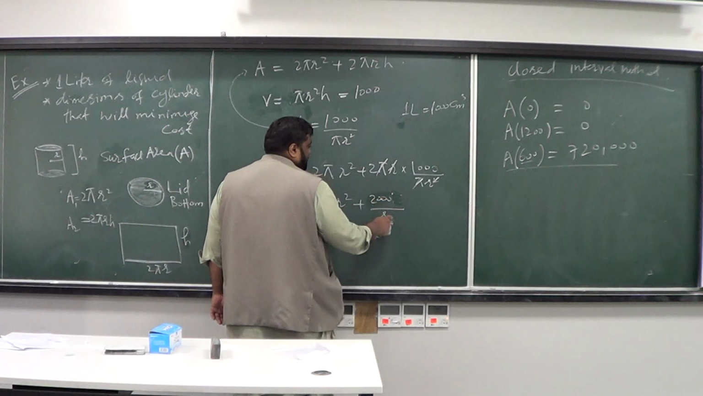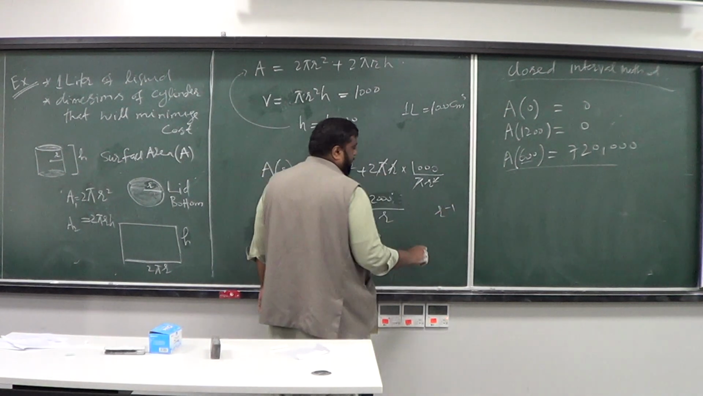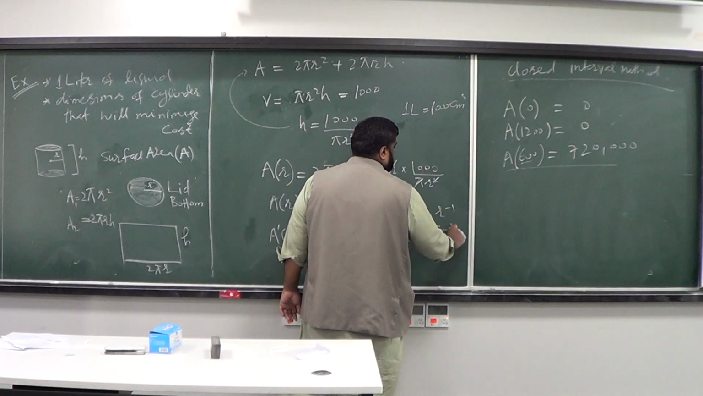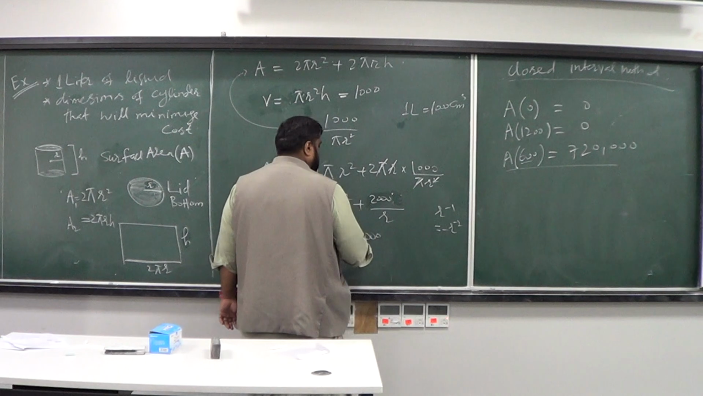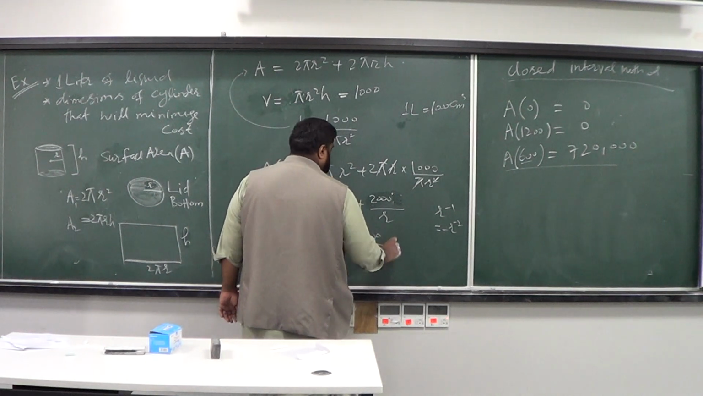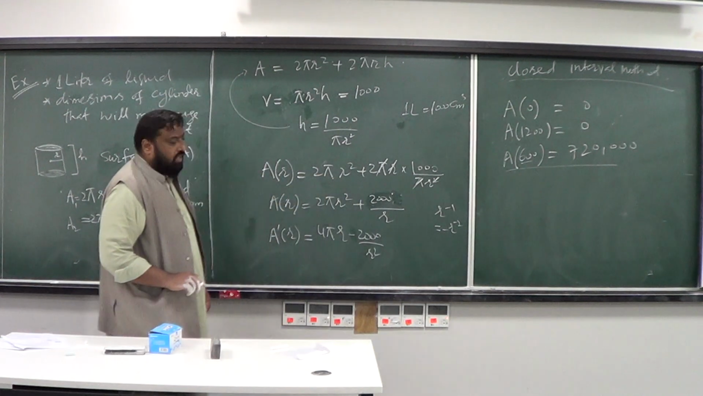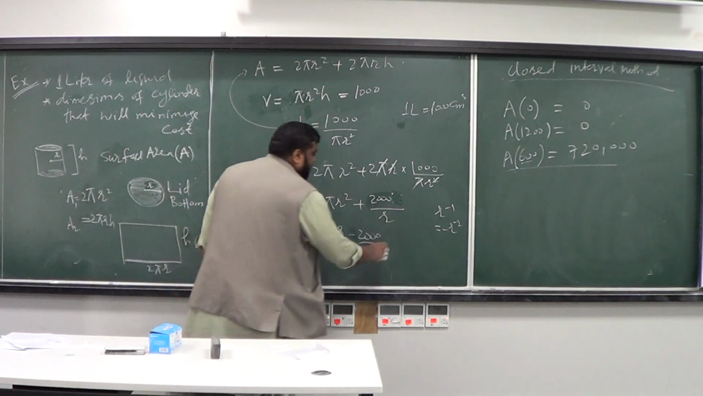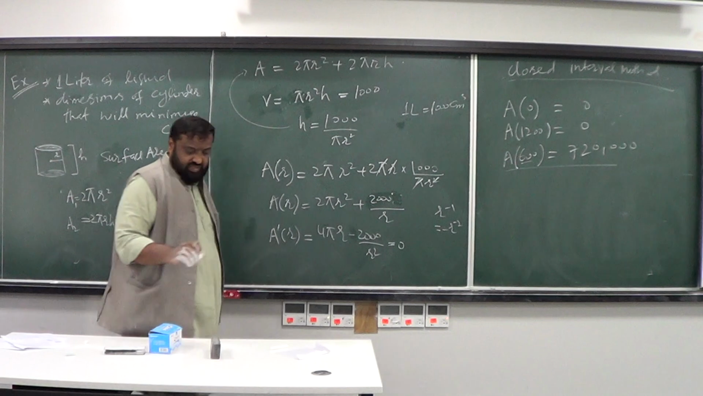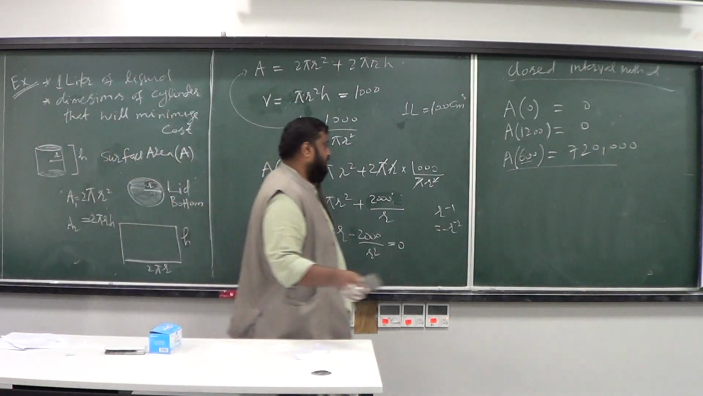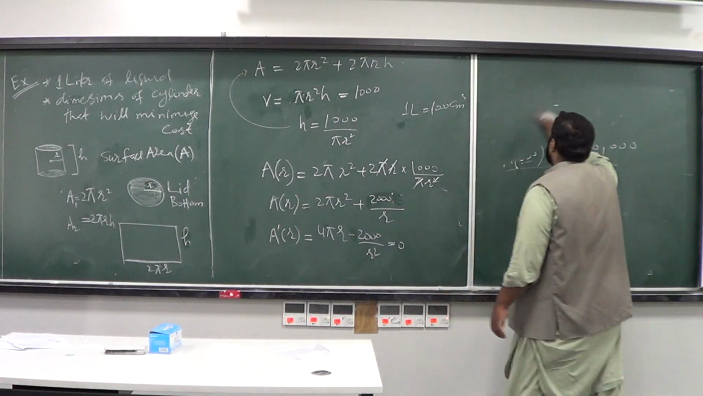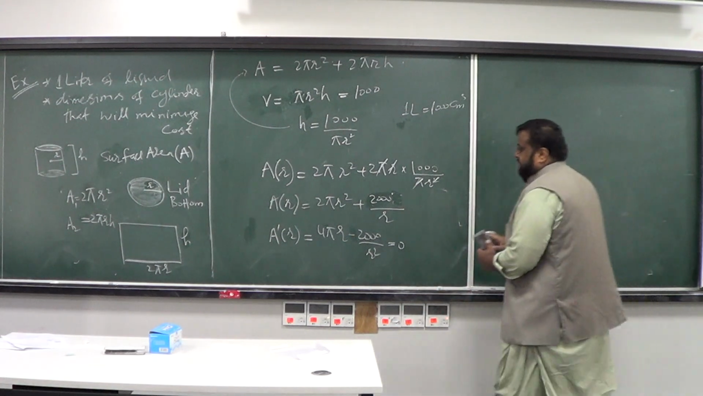1 over r. So it's like r power minus 1 actually. The derivative of r power minus 1 is minus r power minus 2, in other words, minus 2000 over r square. This is really the derivative of it. And then equate it to 0 and solve this equation. So if you solve this equation, what are you going to get?